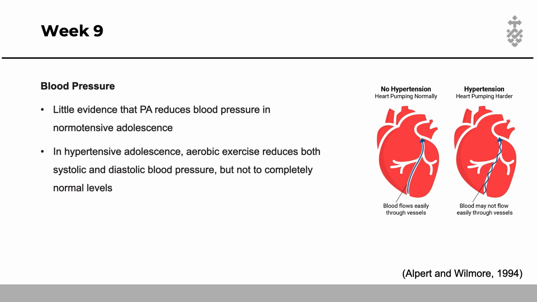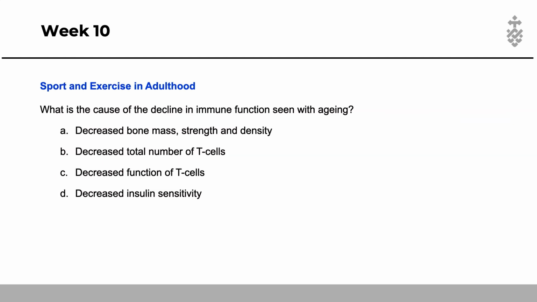So it can help reduce theirs, but it doesn't really reduce it back down to the normal levels. Okay, in week 10 now, we did sport and exercise in adulthood. So here we really spoke about aging. We talked about the physical activity trends for adults and also for older adults. And then we spoke about pathway E and F, the final two pathways in that conceptual model of health.